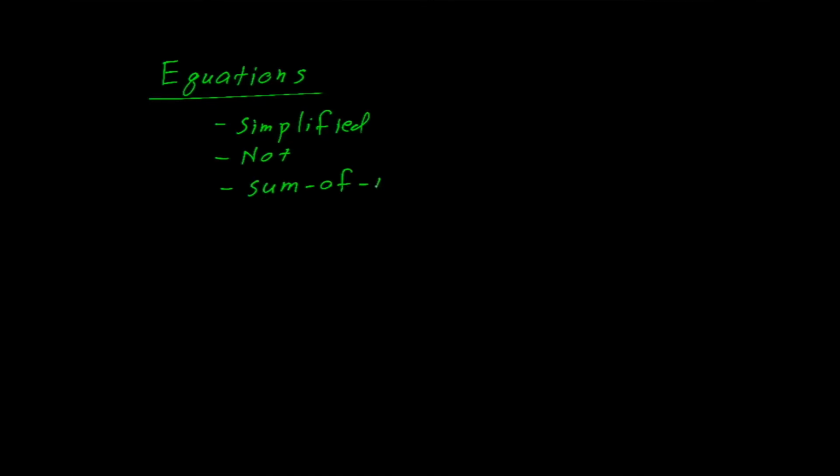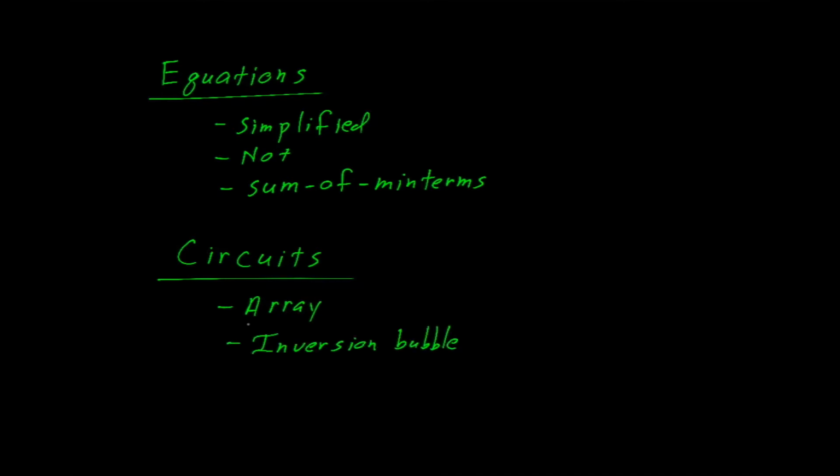With regards to combinational logic, we have Boolean equations. Some of those are simplified. Some are definitely not simplified. We also have things like the sum of minterms equations. There are circuits with many different styles. For example, you might find the array style, or maybe the inversion bubble style. And once again, some of these may be simplified, and some of them may not be simplified.